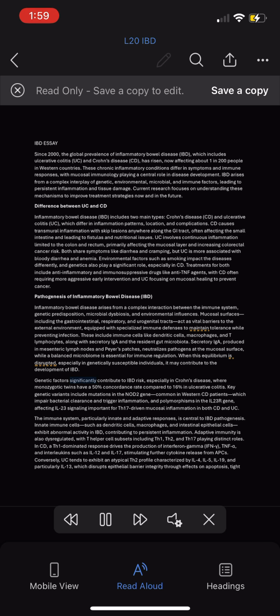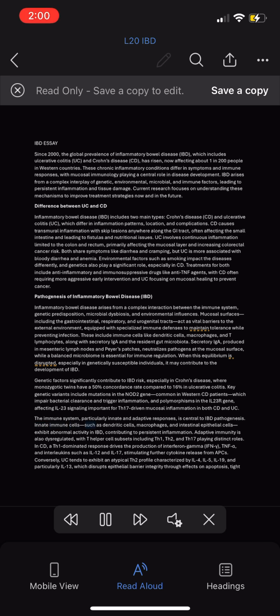Genetic factors significantly contribute to IBD risk, especially in Crohn's disease, where monozygotic twins have a 50% concordance rate compared to 16% in ulcerative colitis. Key genetic variants include mutations in the NOD2 gene common in Western CD patients, which impair bacterial clearance and trigger inflammation, and polymorphisms in the IL-23R gene, affecting IL-23 signaling important for Th17-driven mucosal inflammation in both CD and UC. The immune system, particularly innate and adaptive responses, is central to IBD pathogenesis.